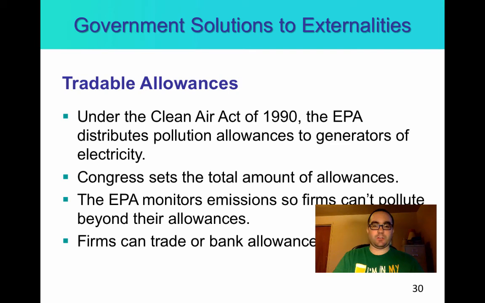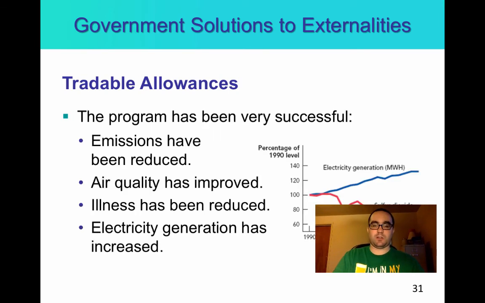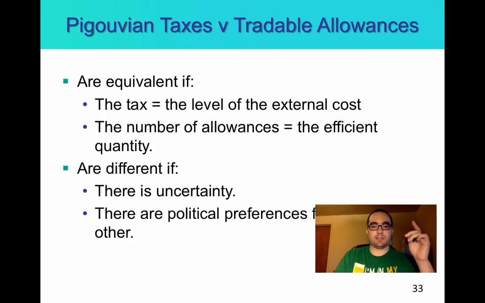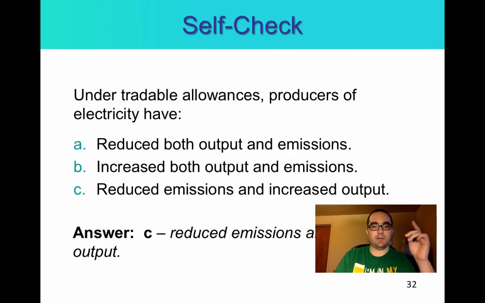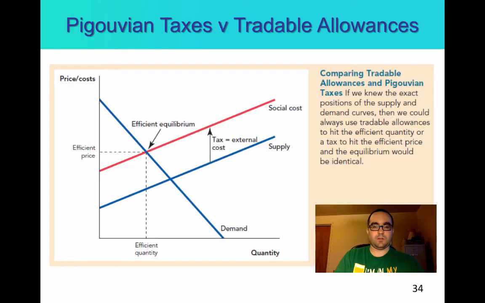Key part of the whole situation here is actually something very smart that the government came up with in terms of economics. So this program has been extremely successful. Why? Emissions have been reduced, air quality has been improved, illness has been reduced, generation has increased. You're like, wait a second, you just limited all of this stuff. How is that better? Now let's explain it here. Let's see, I think it does it on the next slide. Under tradable allowances, C is your answer.